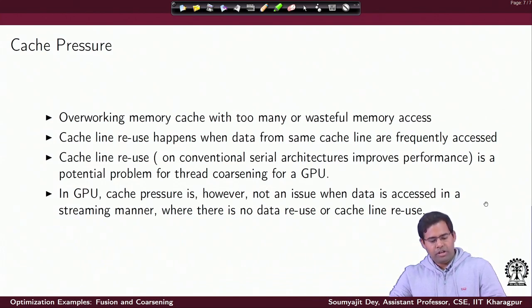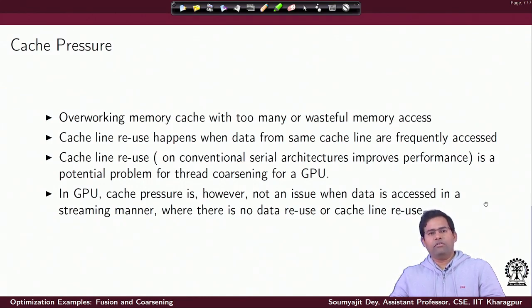So when I am doing cache line reuse for data, that means one thread is accessing the same cache line multiple times, it's considered bad for the GPU, because in the GPU I would like to have consecutive thread IDs inside a warp accessing sequential data elements, and that would mean a single warp makes a single cache line access and brings in the data, rather than one thread bringing data multiple times in different iterations of a loop or similar kind of activities. So whenever there is cache line reuse, that's a bad thing in a GPU, unlike a conventional serial architecture where it's considered a good thing, right?